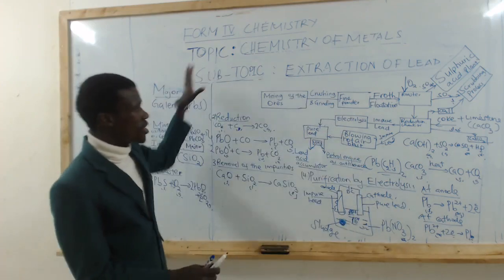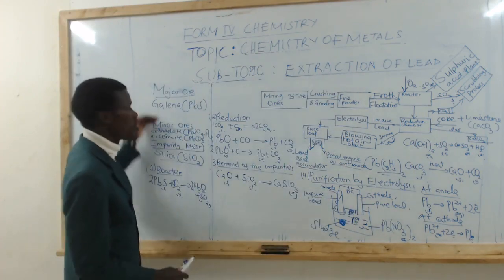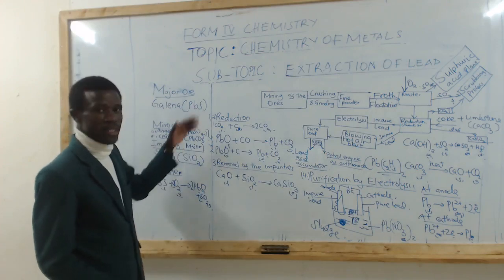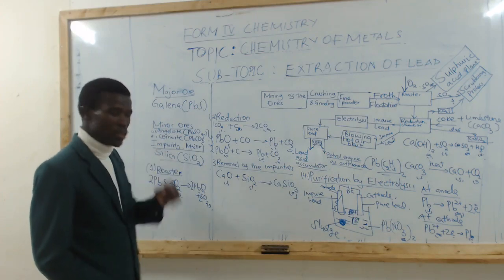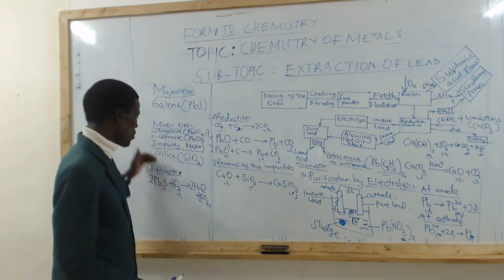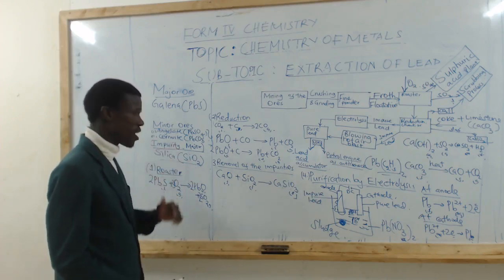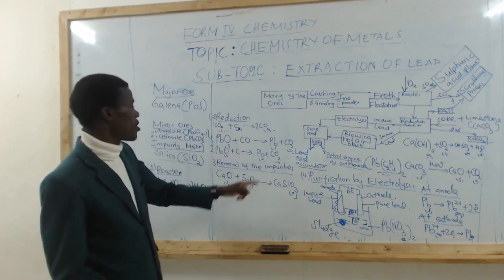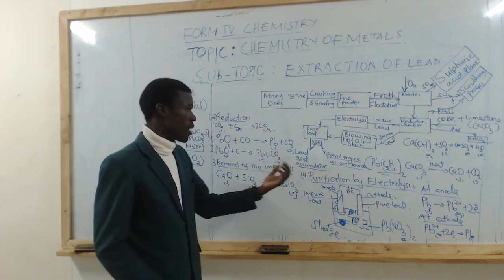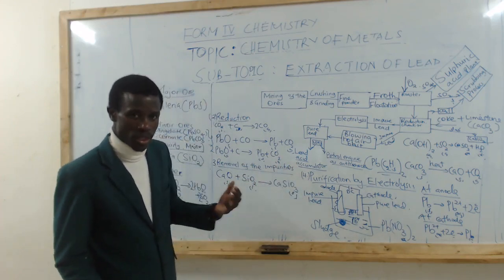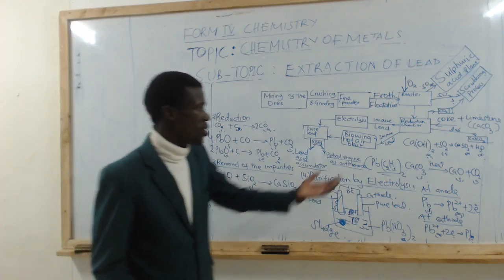Now this is the general process of extracting lead from its ore. Number one, you must know the major ore. We have galena, lead sulfide. Number two, you must know the minor ores. We have anglesite and cerussite. Number three, you must know the impurities. We have silica. And then number four, the ore has to be converted into oxide first. Number five, you now go to removal of impurities by adding calcium carbonate, which decomposes to give calcium oxide that removes silica in the form of calcium silicate, which is actually a slag.